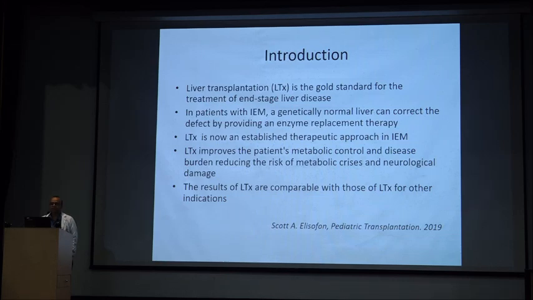Definitely, it improves the patient's metabolic control and disease burden, reducing the frequency of metabolic crisis and halts the neurological damage. The results of transplants are comparable with those with other indications of transplants in this pediatric age group. This was published in the SPLIT registry data.